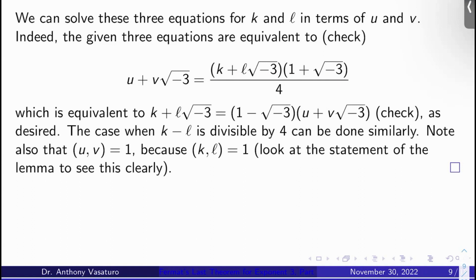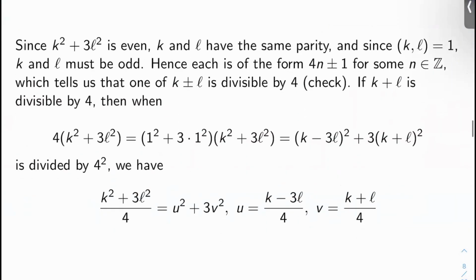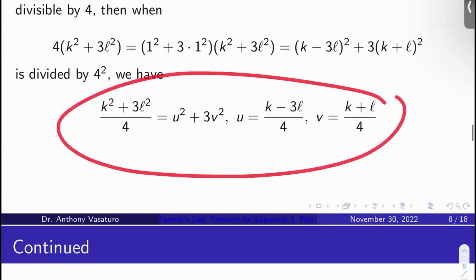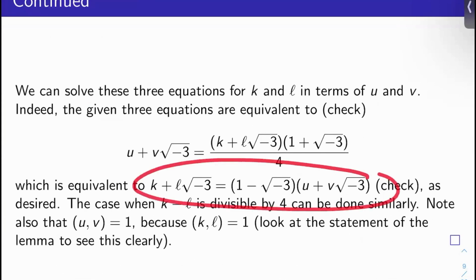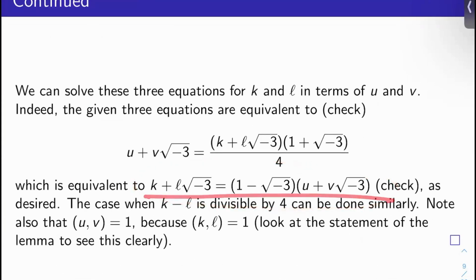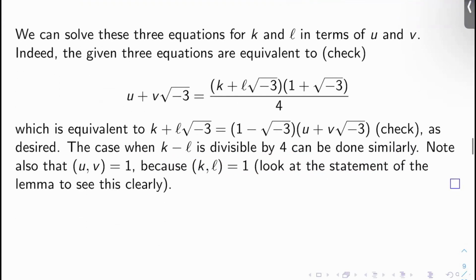And that's equivalent to solving, which I'll again have you check, the equation k plus l root negative 3 equals 1 minus root negative 3 times u plus v root negative 3. But isn't that just what we wanted? I mean, okay, so we've solved this, hence we've solved this, but this is the lemma. The lemma is that we can do this, right? The only thing is we didn't take care of the case k minus l is divisible by 4, but it can be done extremely similarly, and I'll leave that to you.